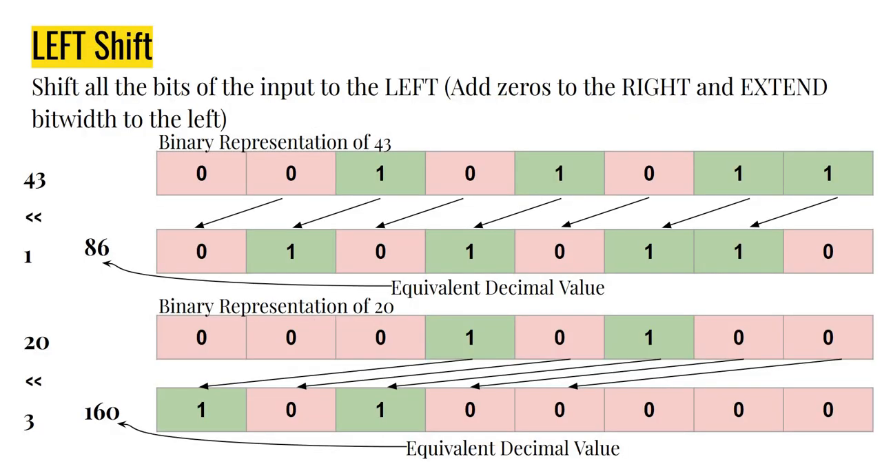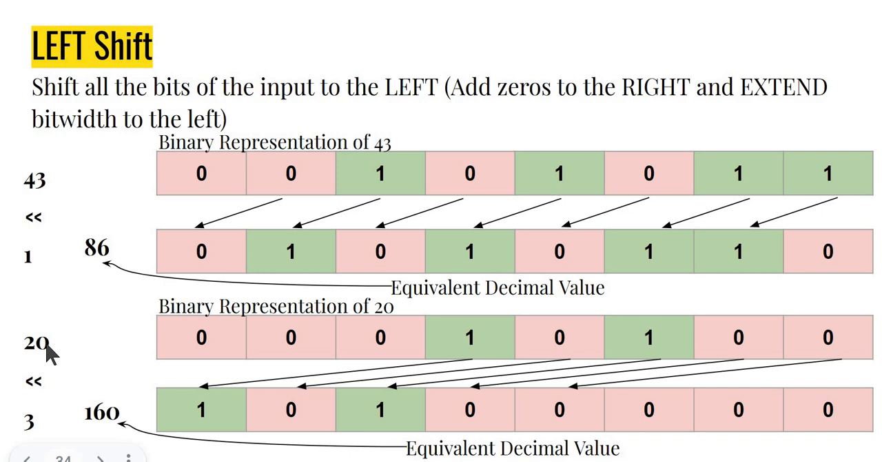Like I said, let's say I do 43 left shift 1. The symbol for left shift is two leftward arrows. Since we are shifting every bit leftwards, we extend to the right side by adding a 0, and thereafter we shift every bit by 1. And we end up with 86. So 43 left shift by 1 is 86.